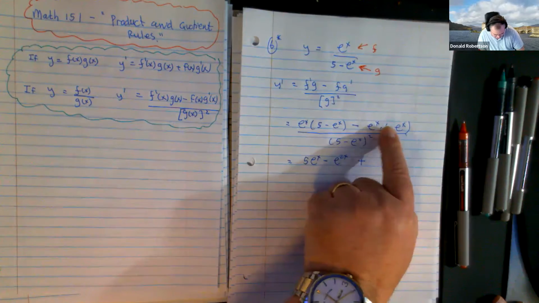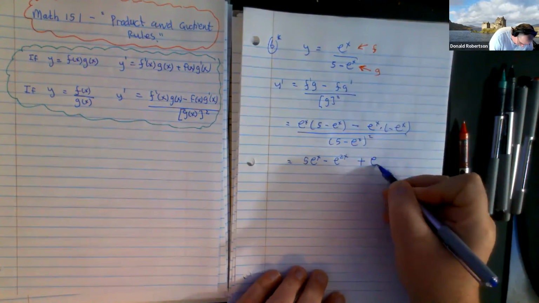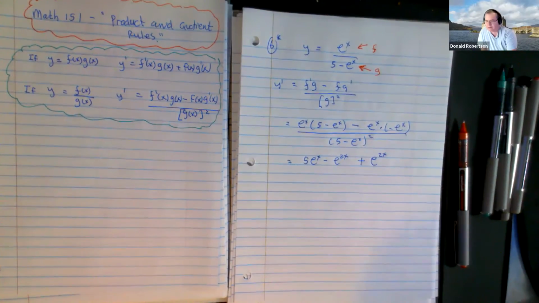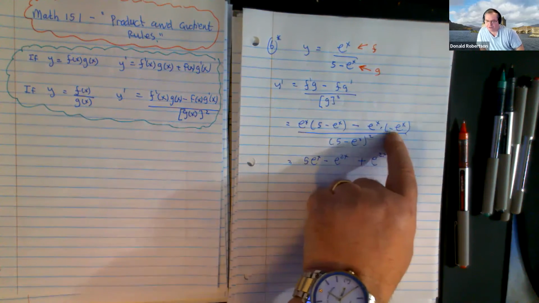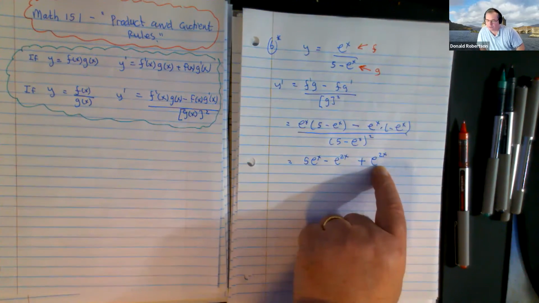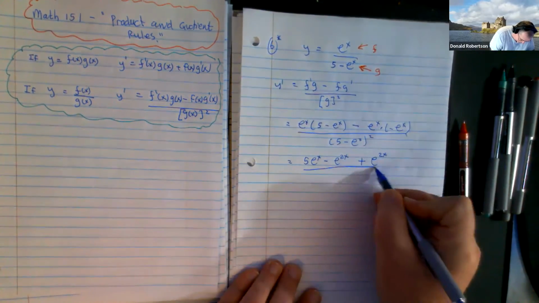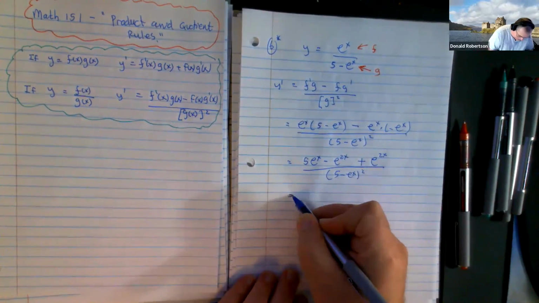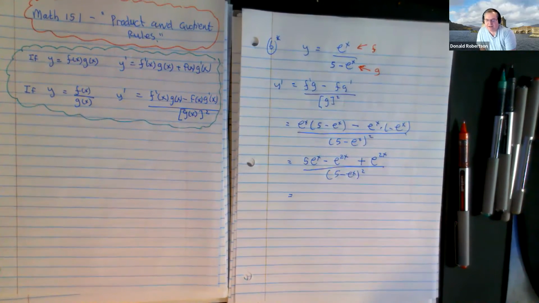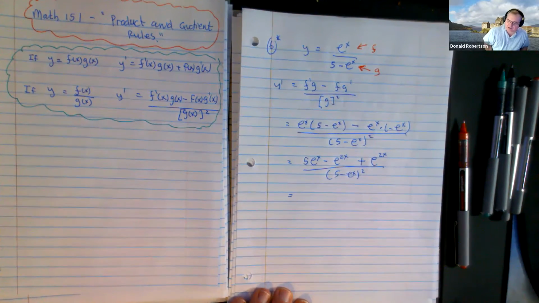And isn't e to the x times e to the x positive e to the 2x? Are you happy about that? Are you comfortable where distributing gave me these 2 terms and multiplying these 2 together gave me a positive e to the 2x? It's still over 5 minus e to the x squared. Can you see something really nice that's happened here? Agreed? Don't the e to the 2x's kill each other off, essentially?